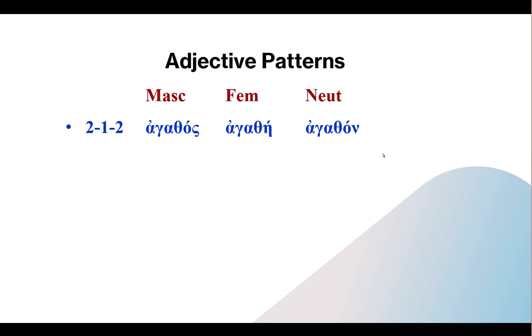So this is one that we've seen quite a bit of already. Another possibility is where you have a third declension for masculine and a third declension for neuter, but a first declension for feminine.